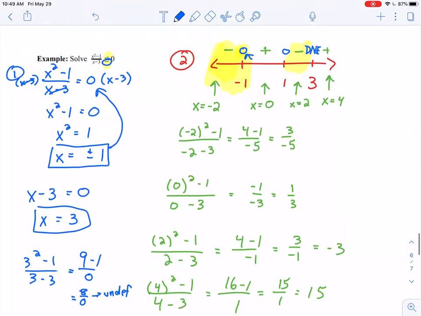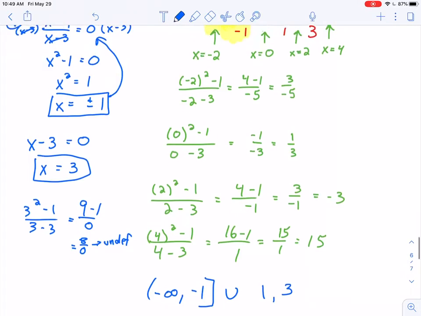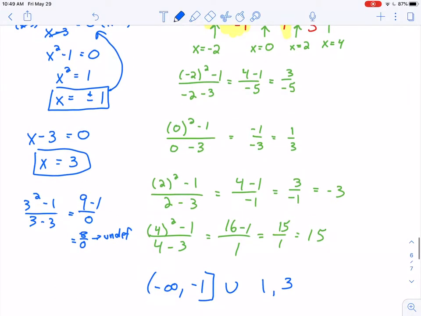My second then, I said everywhere between 1 and 3, so I know it's going to be 1 to 3. I just need to determine now, do I include those endpoints? So at 1, we said the function was equal to 0. That's how we found that partition number. So that means that 1 is going to be included.